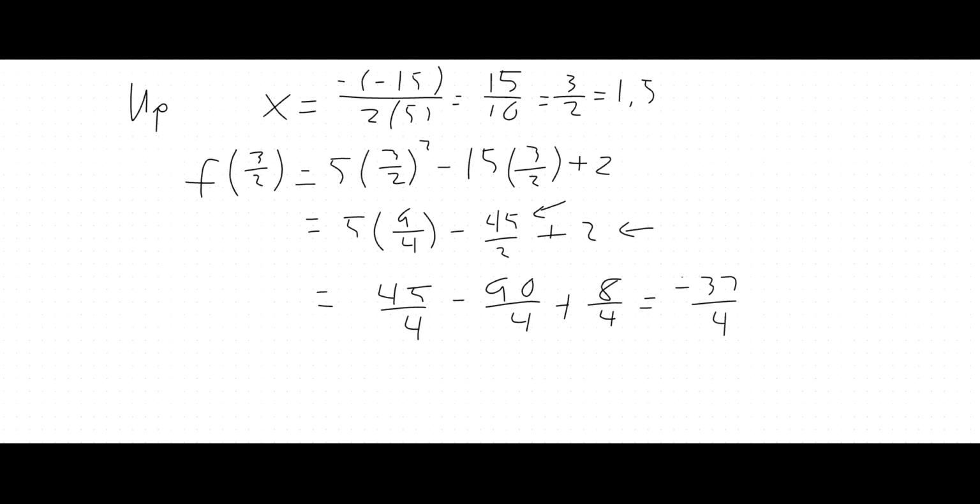So writing our vertex, either it's going to be 3 halves, comma, negative 37 over 4, or if you want to go decimals, 1.5 and then negative 9.25.